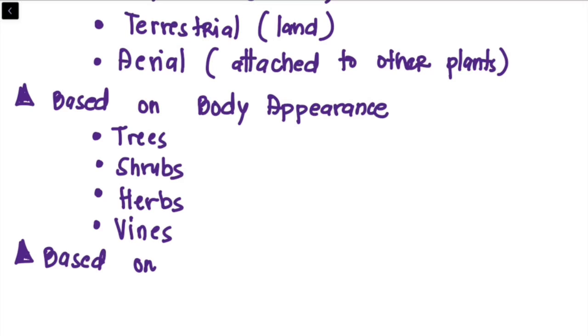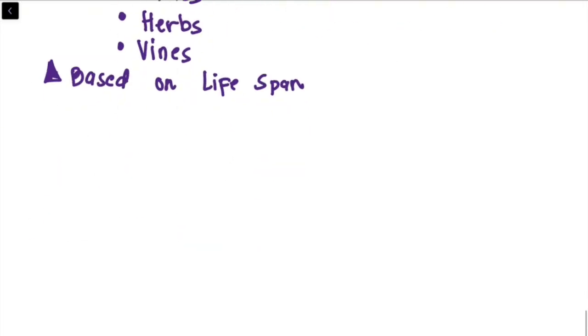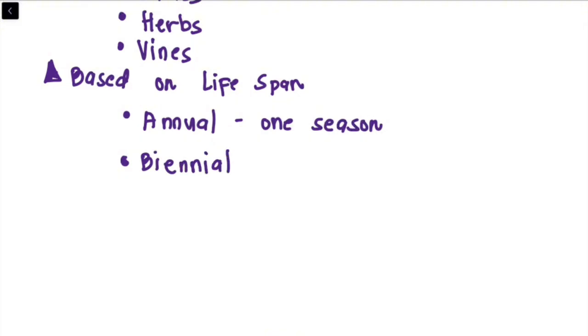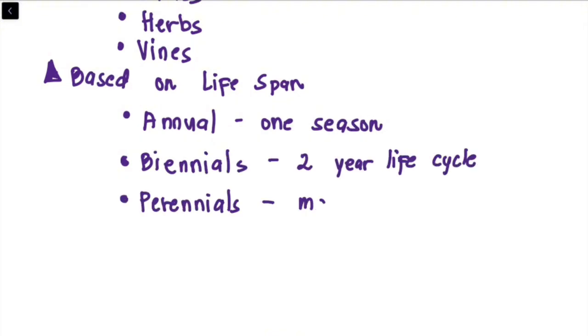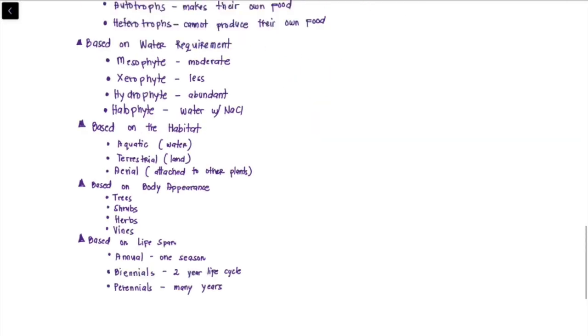Another is based on the lifespan. Okay, we actually have 3. Meron tayong annual. Pag annual, 1 season lang. Seasonal yung pagtubo. Biennials, ito yung may 2-year life cycle. And then kapag perennials, ito yung tumatagal na lasting for many years.